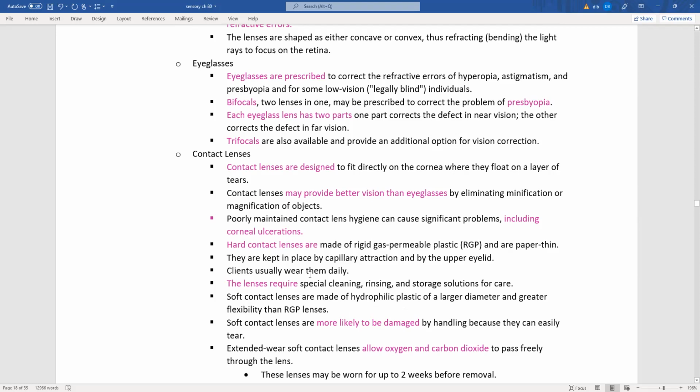Soft contact lenses are made of hydrophilic plastic of a larger diameter and greater flexibility than RGP lenses. RGP lenses are what again? Rigid gas permeable. Soft lenses are more flexible because RGP lenses are hard. So soft contact lenses are more likely to be damaged by handling because they can easily tear.